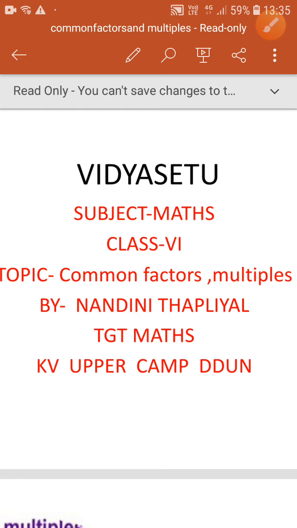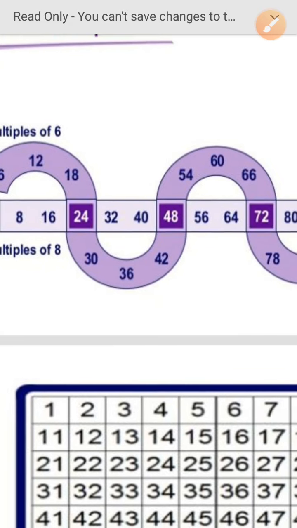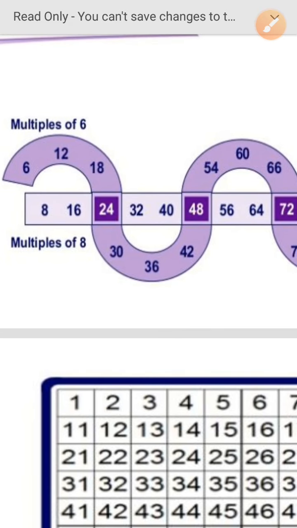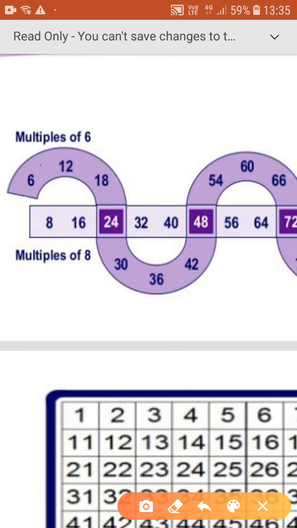Let us see how. We move on here. For the first, we'll take the common multiples. As you can see here, a multiple is what you get when you multiply a number by a whole number. So multiples of 6 we are denoting by this zigzag line, that is 6, 12, 18, 24, 30, 36. The first multiple of 6 is when you multiply it with 1, 6 into 1 is 6. The second multiple is 6 into 2, that is 12. The third multiple is 6 into 3, that is 18. And the fourth multiple is 6 into 4, 24.